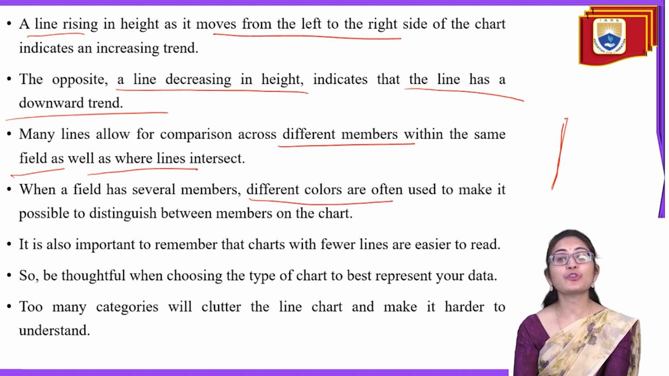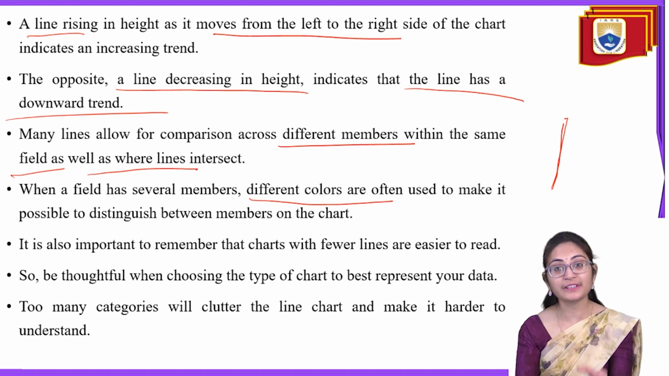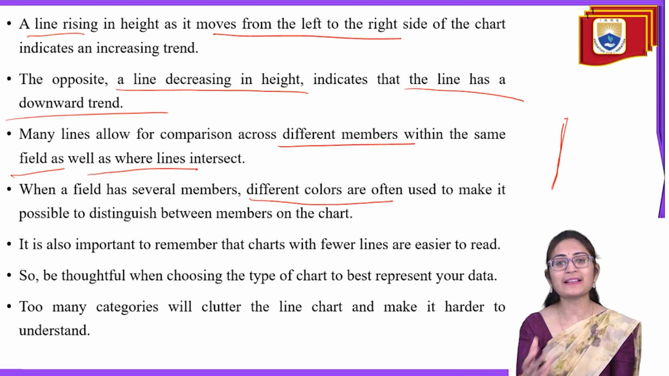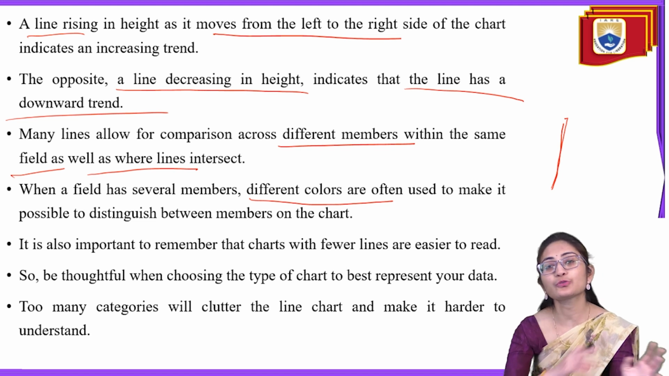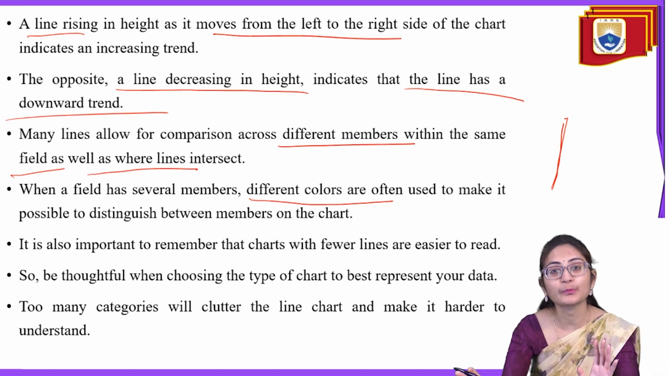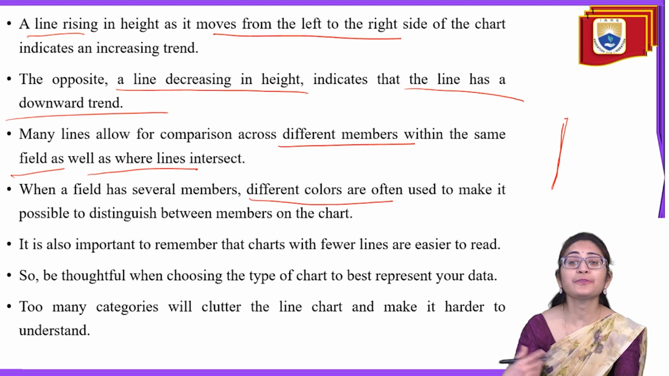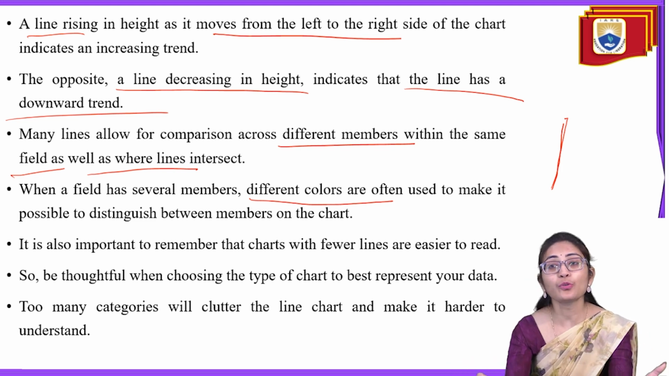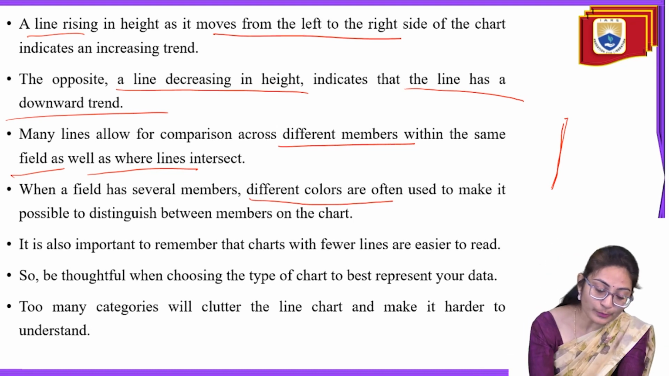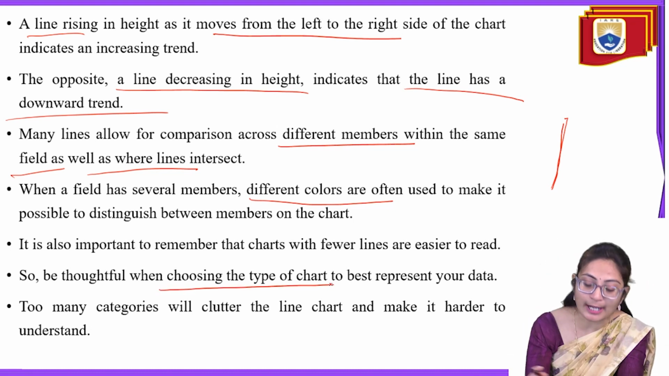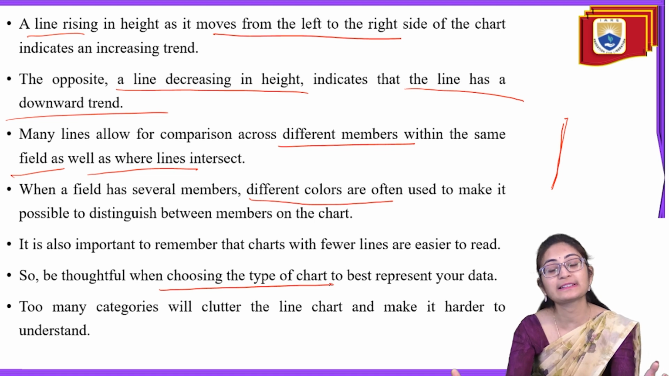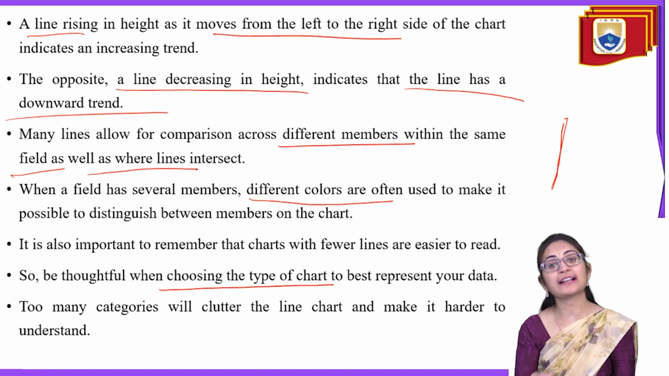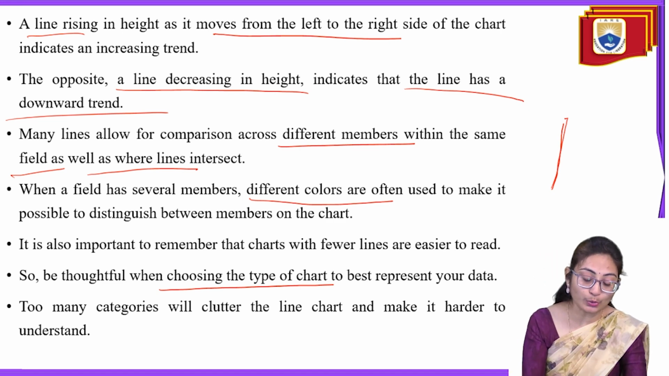So it is very important to remember that charts with fewer lines are easier to read. Definitely, just imagine you have drawn so many lines on a single graph. It is very difficult to understand. But if you have used only a few lines, it is very easy to read. So be thoughtful when choosing the type of chart to best represent your data. Too many categories will clutter the line chart and make it harder to understand.